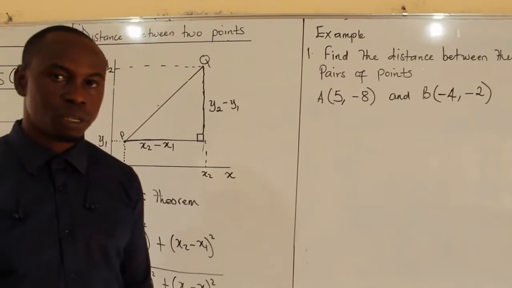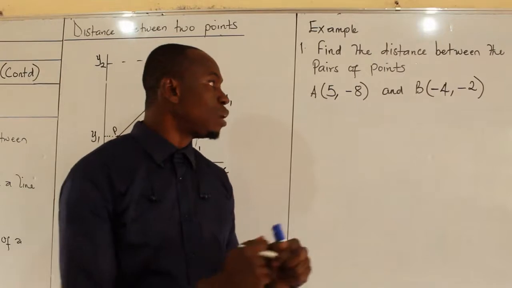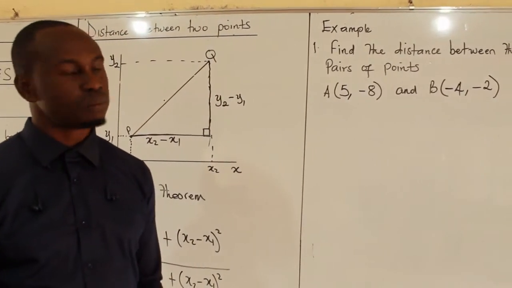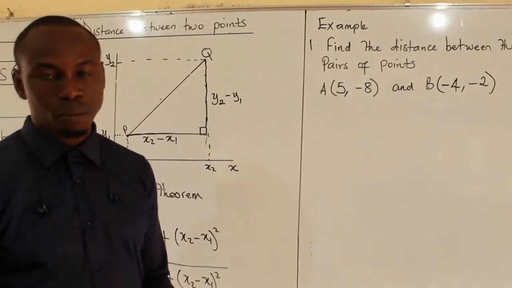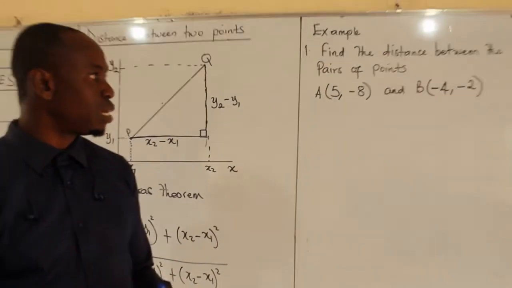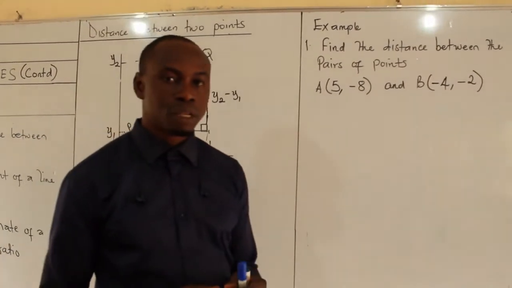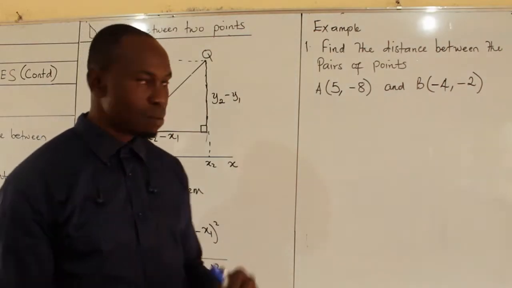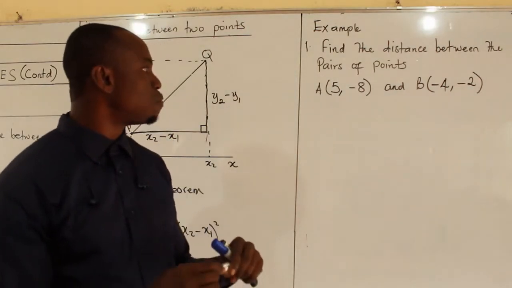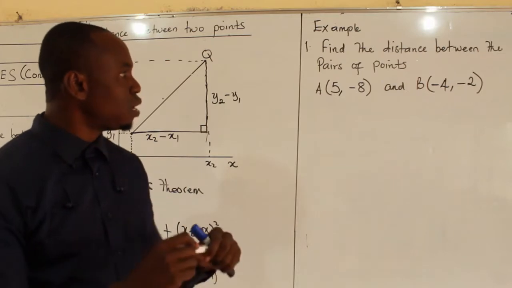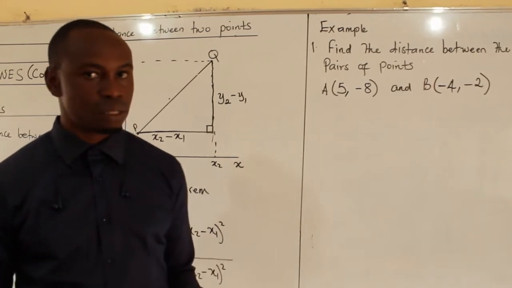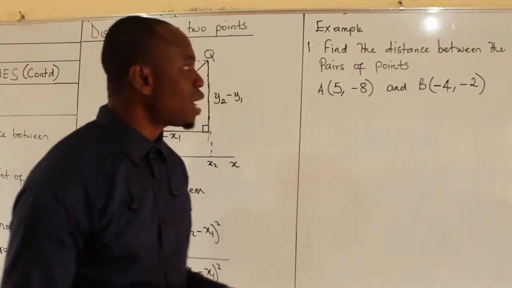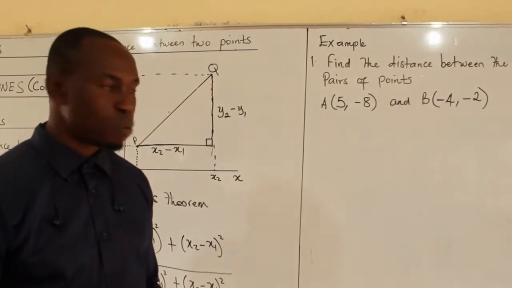This is a very simple one, and like I said earlier, we don't have to plot a graph for us to find the distance between these pairs of points. We just need to apply the formula that we have derived to get the distance. And remember, some textbooks will write this as find the length between points A and B, or find the length of AB given the coordinates as 5 minus 8, minus 4, and minus 2. But we have it here as find the distance between the pairs of points.